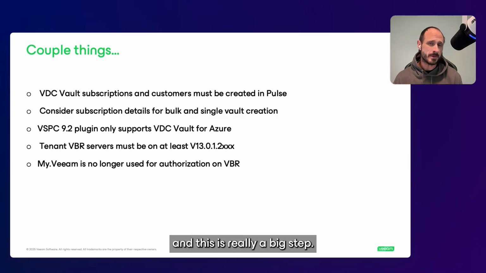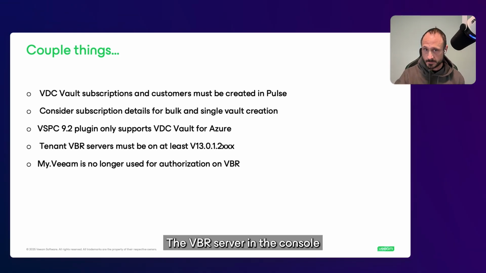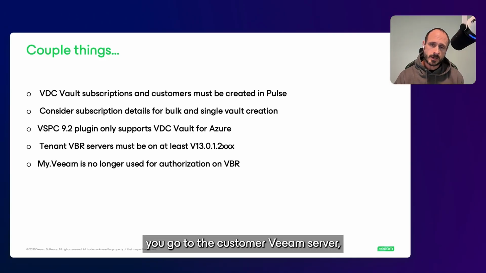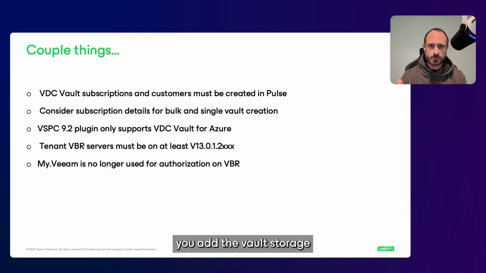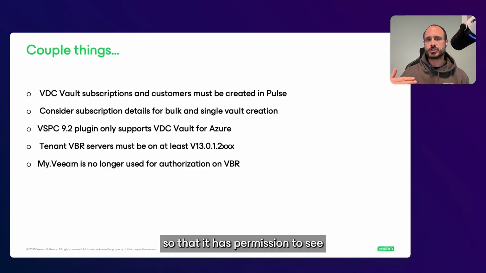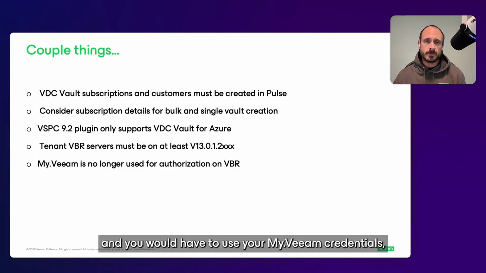And this is really a big step. And this functionality comes in the latest version of the Veeam server, the VBR server, and the console just takes advantage of this. So in previous versions, when you create your vault, you go to the customer Veeam server, you add the vault storage, and then you authorize the Veeam server so that it has permission to see your vaults. This is a security measure, and you would have to use your my.veeam credentials.